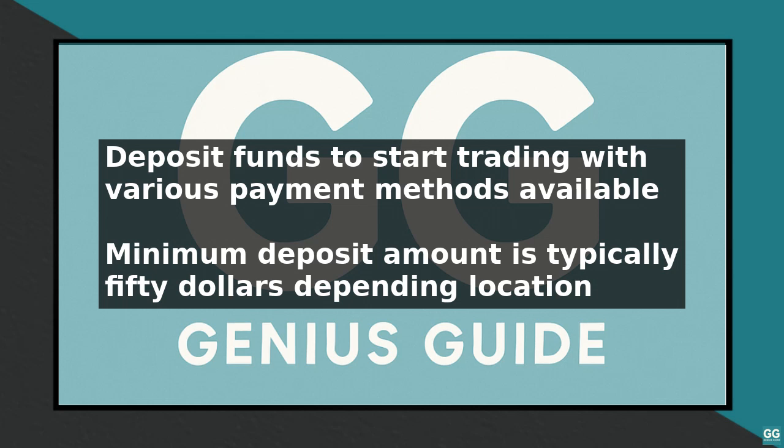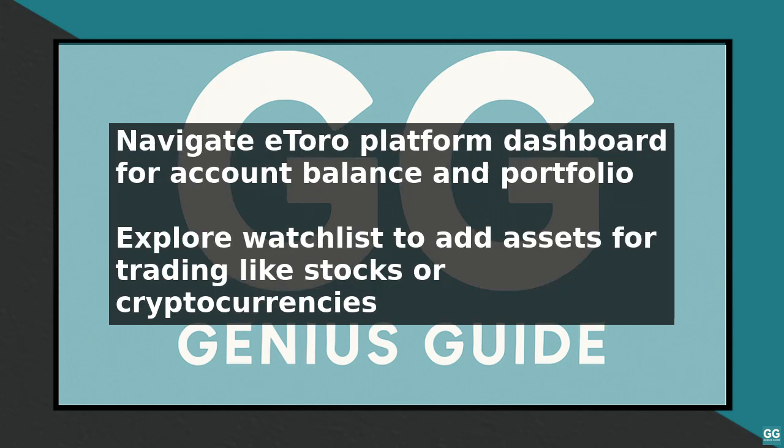Enter the amount you want to invest and set your stop loss and take profit levels. The stop loss is the price at which your position will be automatically closed if the market moves against you, while the take profit is the price at which your position will be closed if the market moves in your favor.